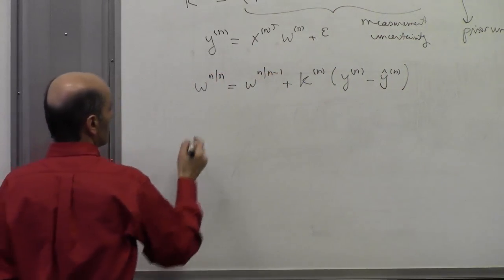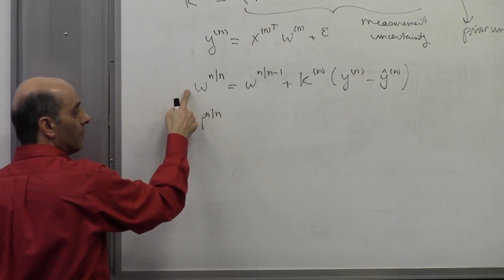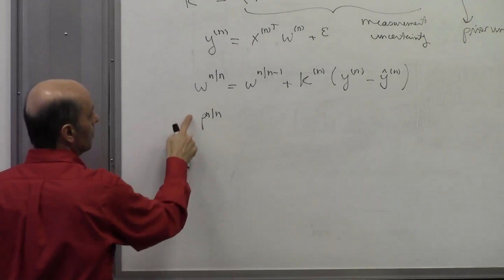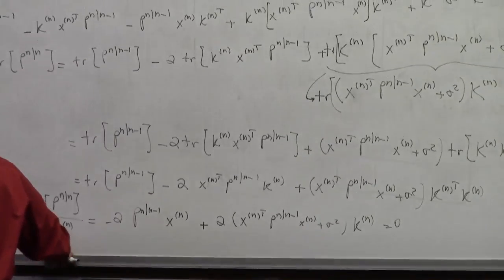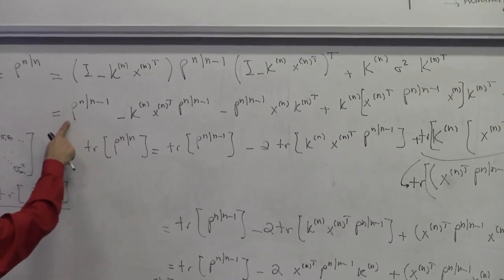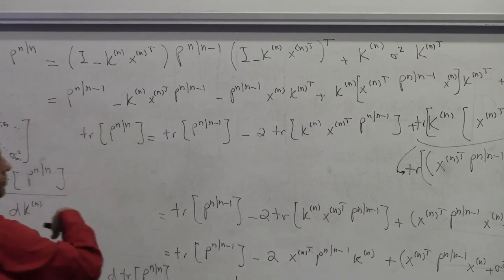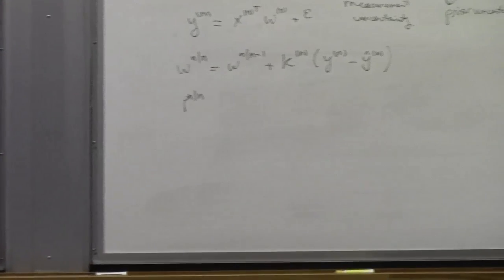But what about my posterior uncertainty, P of n given n? So this is my mean of where I believe my parameters are. What about my variance of that parameter? Because I need to set both of these. So this comes from this equation. So P of n given n depends on P of n given n minus 1 and K of n. K of n, I just computed for you here. So I'm just going to put K of n into this equation and then simplify it, and we're going to get a P of n given n.